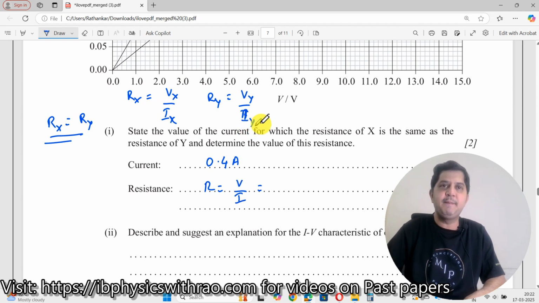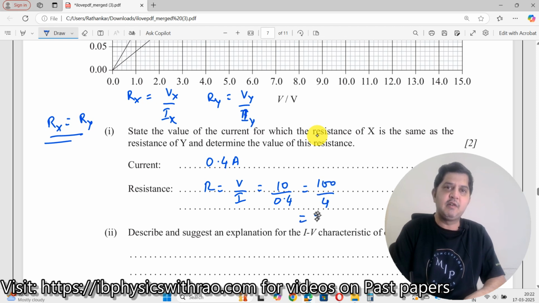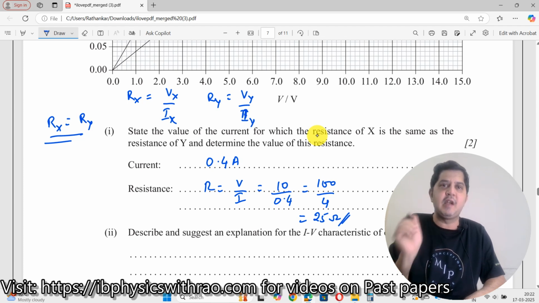And the resistance R will be equal to V divided by I. What's the value of V? V is equal to 10 volt. This will be 10 divided by 0.4, which is 100 divided by 4, which is equal to 25 ohms. The resistance at that point is going to be 25 ohms.